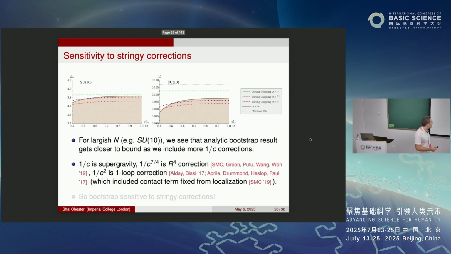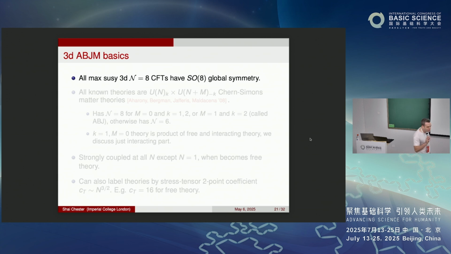Although we're not yet at that point for n equals 4, we will be for ABGM, as you'll see in a moment. Okay, so that's all I'm saying about n equals 4. Now we can move on to ABGM.